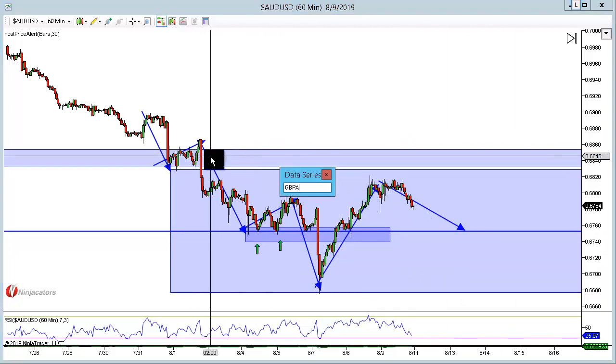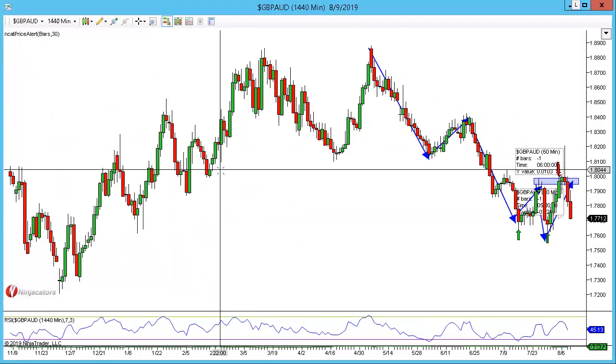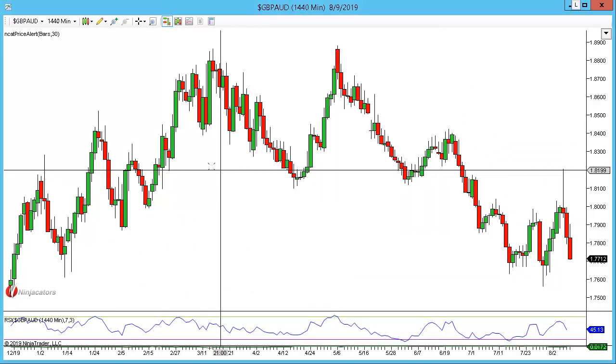We'll take a look at the pound Aussie. The pound has been up and down for the past few weeks. Let's just delete that information off.